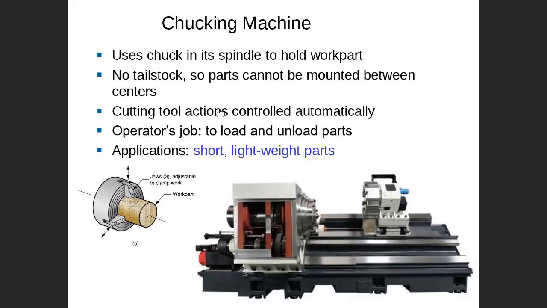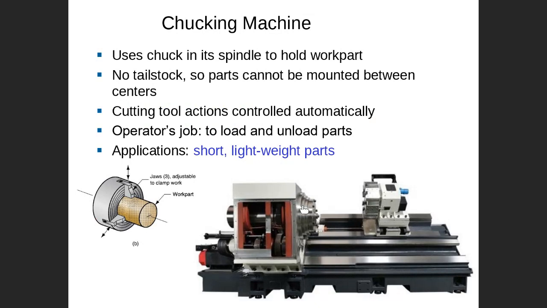The next is the chucking mechanism. We call it a chucking mechanism. Here you can see the tool post replaced with the CNC head. The CNC cutting head here. Then this one, no tailstock actually. Tailstock is removed here.